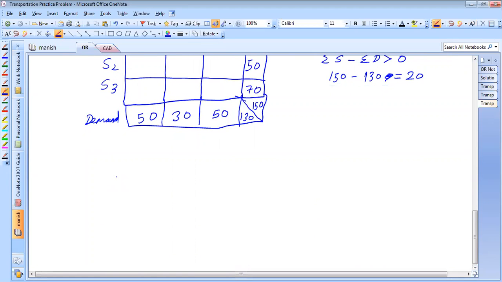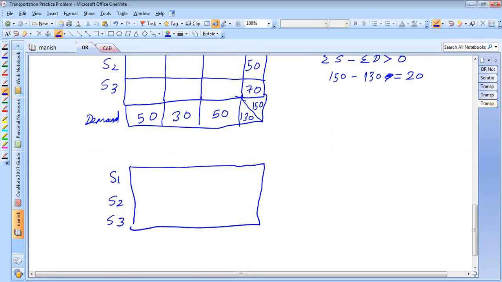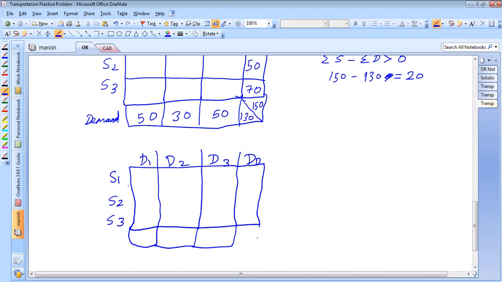we will simply have S1, S2, S3, and here, since these are fixed, we can write D1, D2, D3, and DD. What is DD? DD is my dummy demand. Now why have I added a dummy demand? Because the supply is more and demand is less.